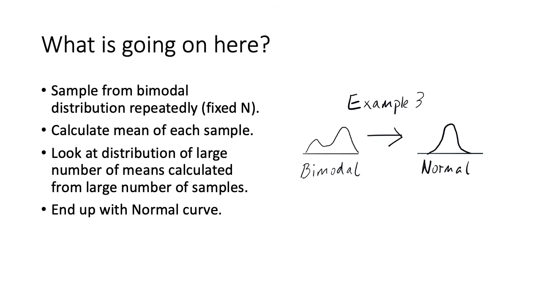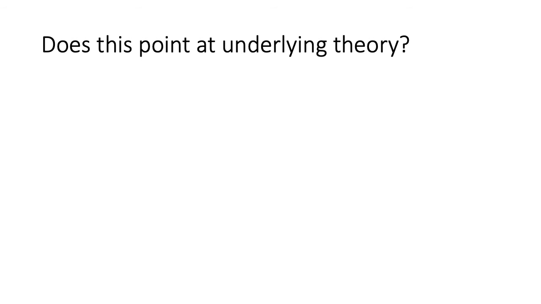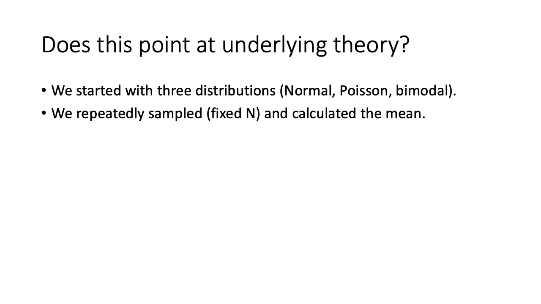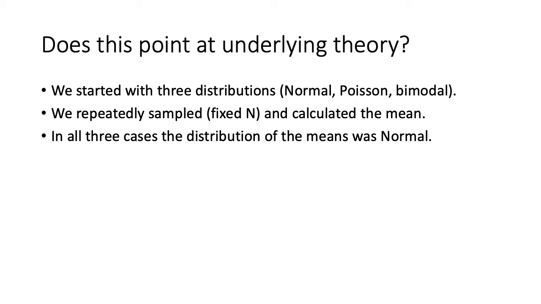Right, well, we've seen 3 different examples there, and I asked the question here, does this point at some underlying theory? So we had 3 different shapes. We had a normal distribution, continuous distribution, a Poisson distribution, which was an example of a discrete distribution, and also a bimodal distribution, which was continuous in this case. We repeatedly sampled with a fixed n of 100 and calculated the mean. What we found was that in all 3 cases, the distribution of the means was normal.